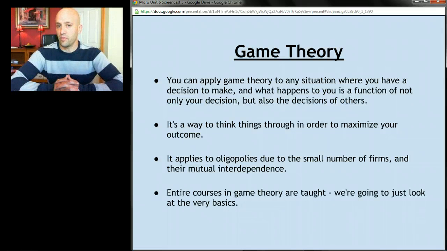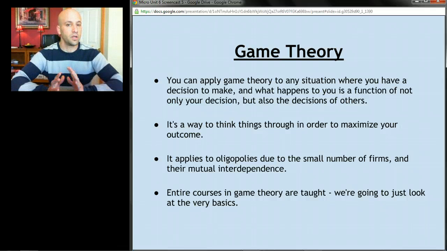Now I should say, and I can't really stress this enough, there are entire courses in game theory that are taught. In fact, there are places that you can actually major in game theory. So we're just going to look at just the very surface of what game theory is. I'm going to teach you what you need to know for the AP exam about game theory, but I want you to know that it goes far beyond any one screencast.